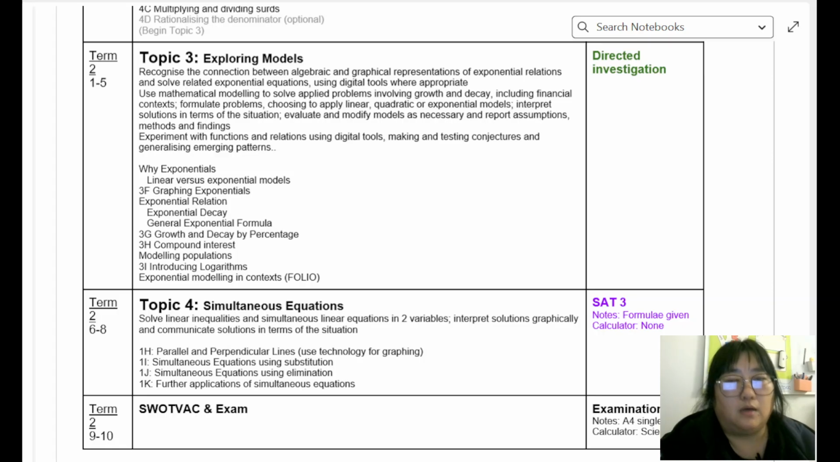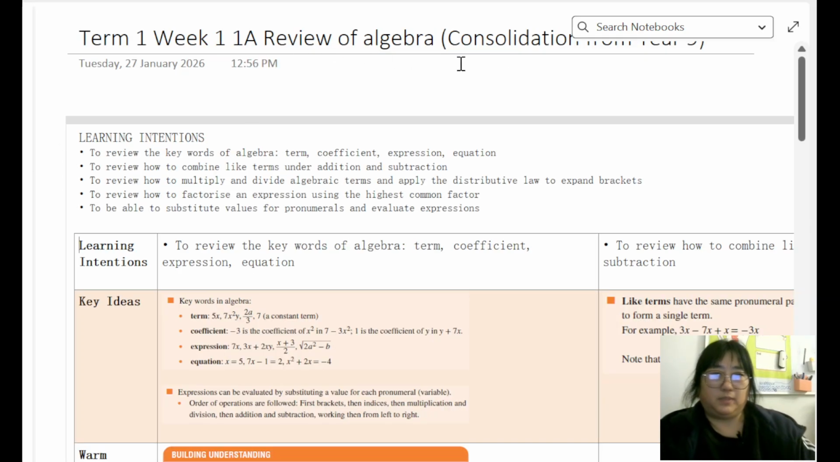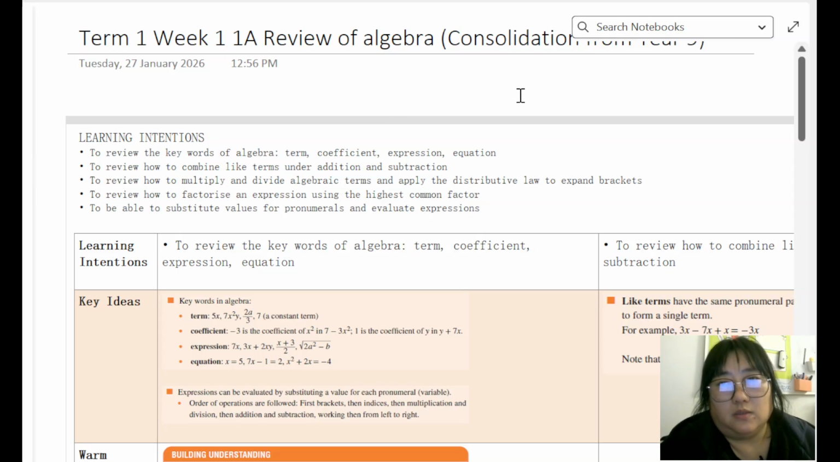Now we are happy to go to the first topic. That is term 1, week 1, the first lesson. We will introduce or do a revision of algebra.